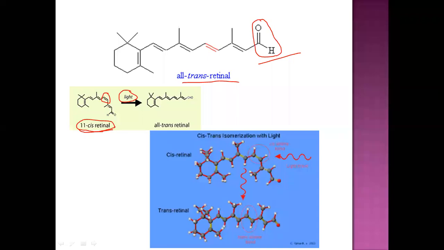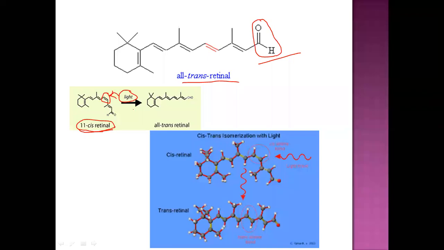Okay, very good. So there is a cis bond at the 11th carbon. So this cis bond absorbs the energy from the light. Means when light falls on your eyes, first what happened? It interacts with this cis bond. Okay, and this energy is absorbed here, and the energy of this bond is increased. Okay, it will be changed.